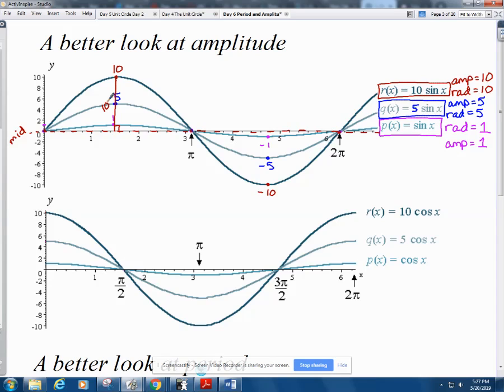The distance from the midline to the maximum value. The minimum value would be -10. So technically the amplitude or the height from the lowest value to the midline is also 10.